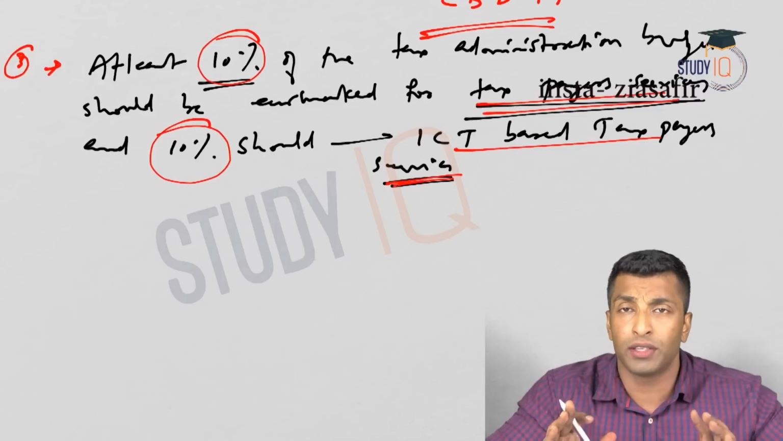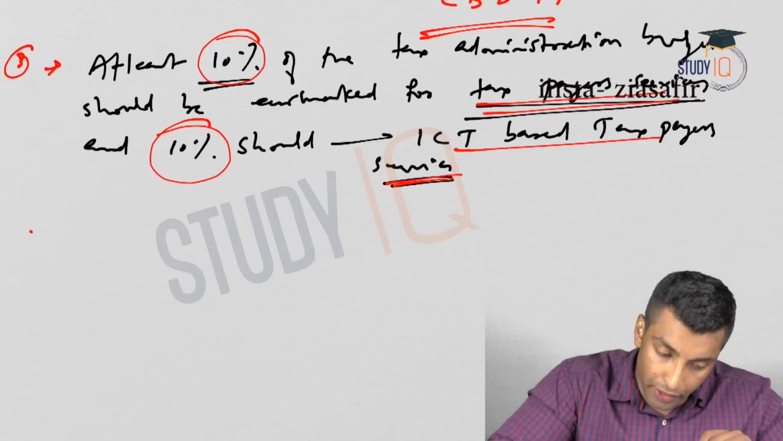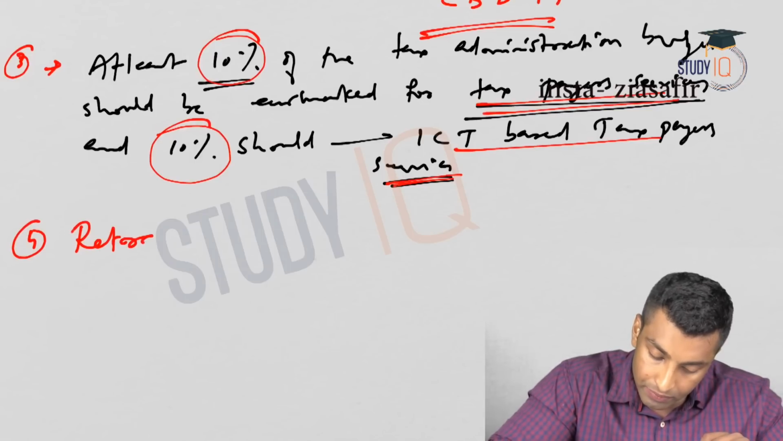Next recommendation is very important. The term is also important. I'll explain that. The fourth point, retrospective taxation.